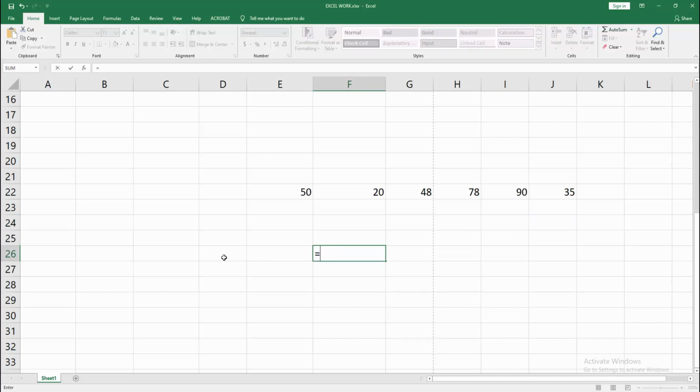Write the equals sign on your keyboard. Write SUM. Then start the first bracket and select your cell. Then write the plus sign on your keyboard. Then select your different cell. Again write plus and select your different cell. Then again write plus and select your different cell. Then end the bracket. Then press enter.